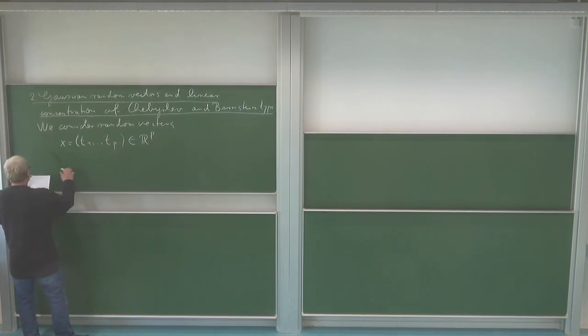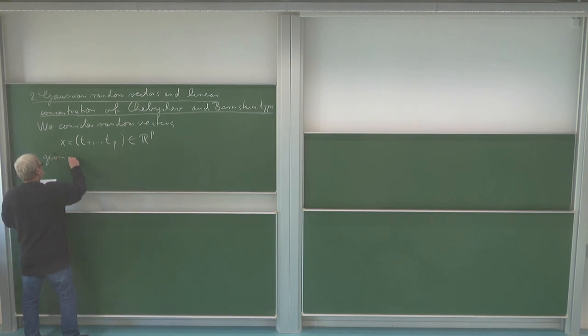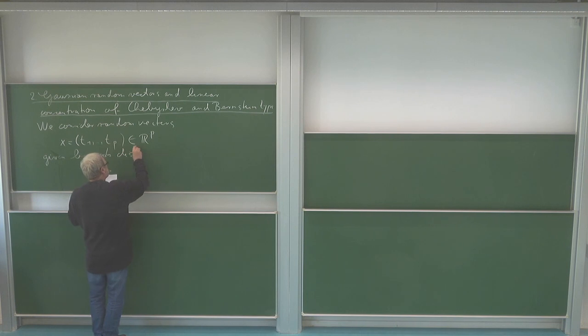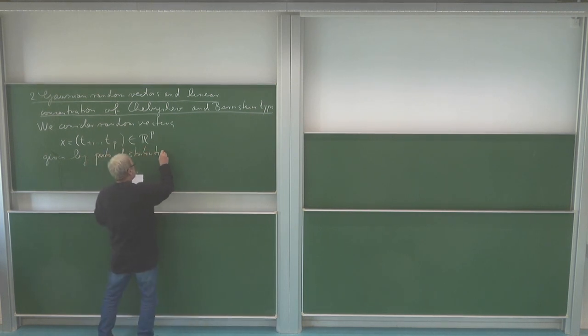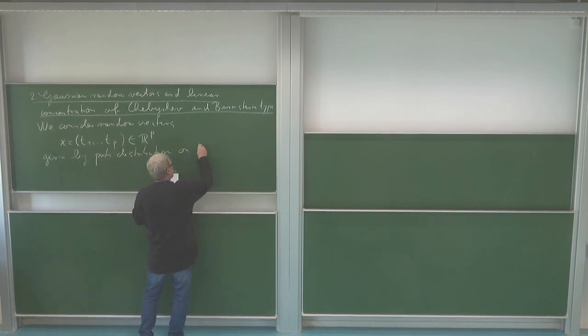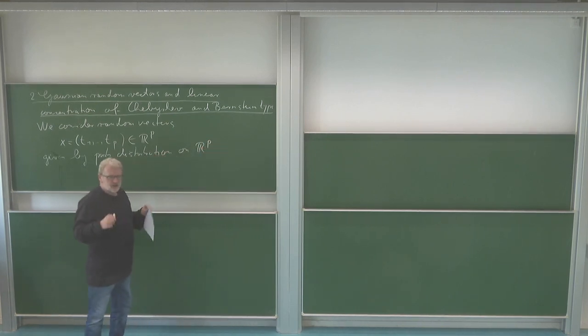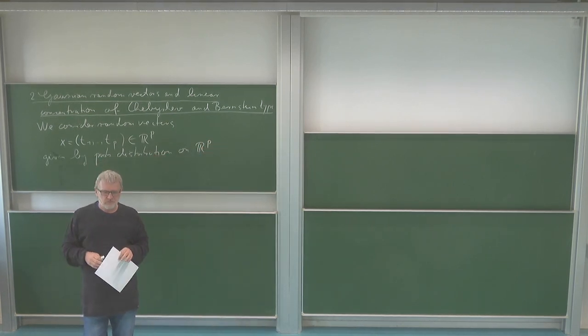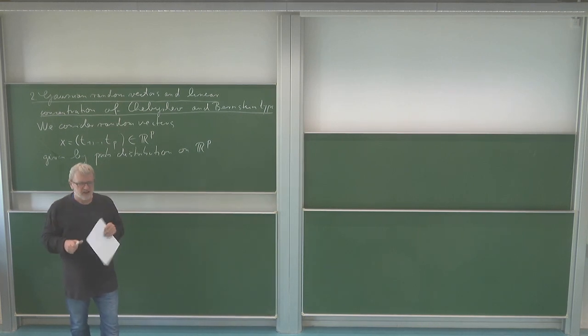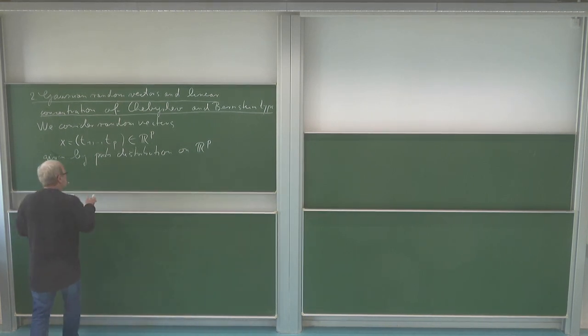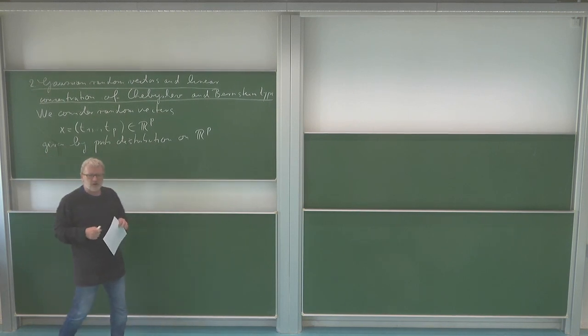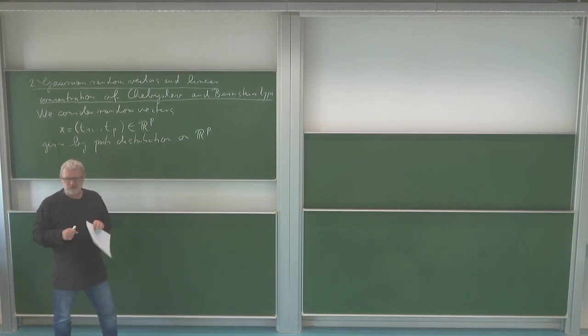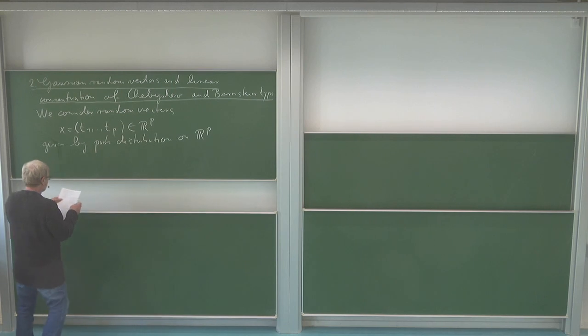So the random vector is given by a probability distribution on R^p, and I assume I really have a density. Of course, I could talk more generally about probability measures in R^p, but let me just do this by densities, because our Gaussian distributions and most things which we consider really have a density. Okay, so I have a density in R^p, which I denote by psi.